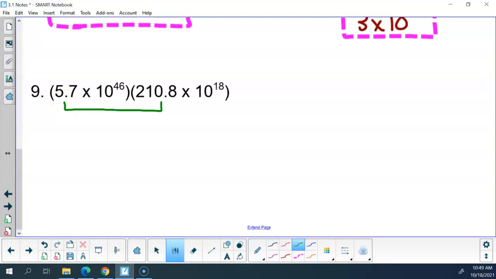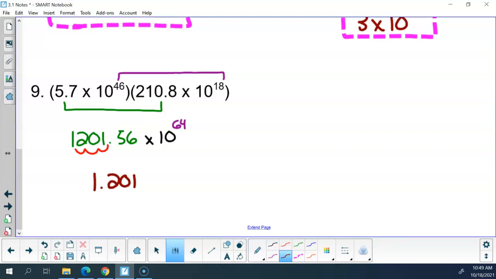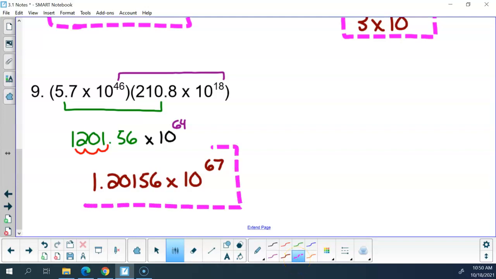So those two multiplied together, I get 1,201.56 times 10 to the 64th power. But I have to adjust now, correct? 3. So I've got to go 3 spots to the left, which means I've got to add 3 to my exponent. So I get 1.20156 times 10 to the 67th power. We did it.